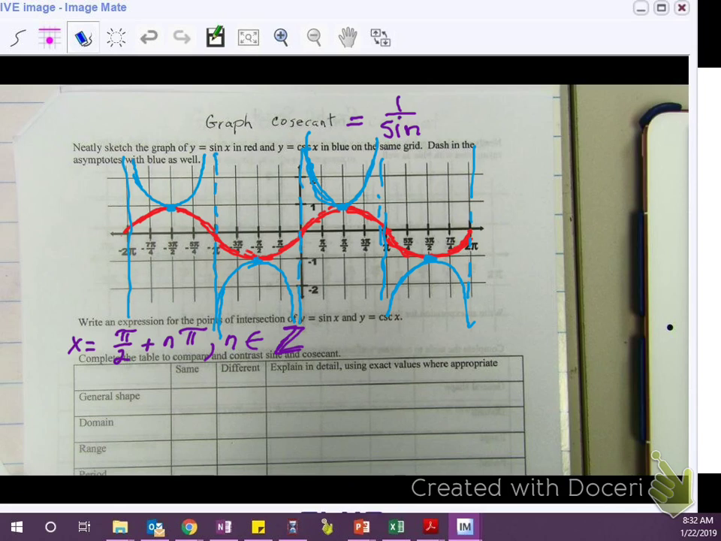And then the expression is pi over 2 plus n pi, where n is an element of the integers. That's where all these intersections are. Here, here, there, and there. That's where all the intersections are. So any questions about cosecant? Yes.